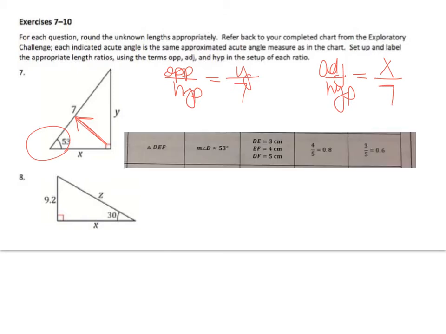All right, let's look back. So it says, refer back to the completed chart from the exploratory challenge. So I copied that right in here, and I'm looking at 53. So let's look at our ratios. We have 0.8 from right there. The top of this column was labeled opposite over hypotenuse. I did not copy that over. And this one was labeled adjacent over hypotenuse. So let's change the color here. This is from our chart, and this is from our chart.